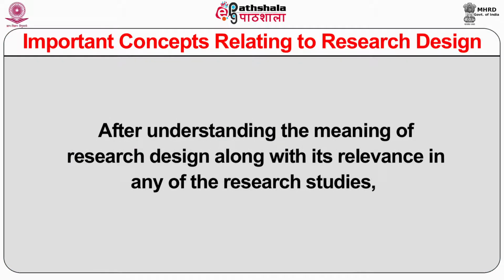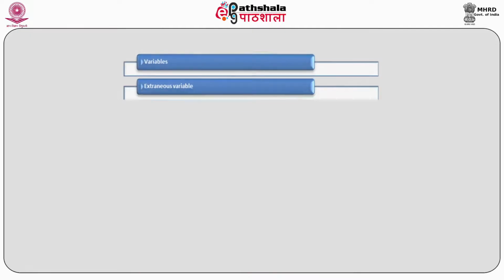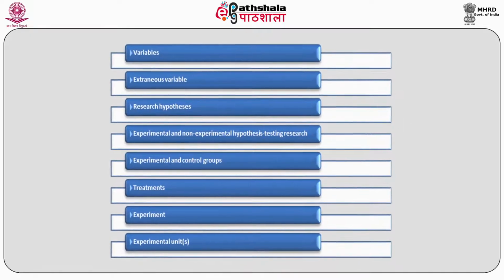Also, providing for sufficient time, money, other resources and the research staff hold quite an importance while working on the job of detailing a research design, such as experimental design, survey design, sample design and the like. After understanding the meaning of research design along with its relevance in any of the research studies, it becomes important at this point to throw some light on the related concepts. This will help the learner to obtain a better insight into the overall composition of research design.